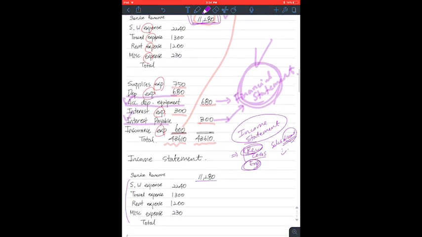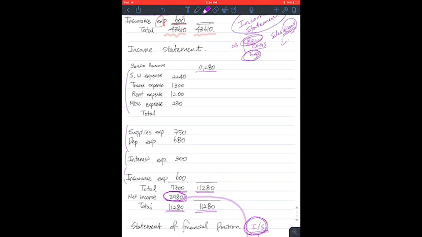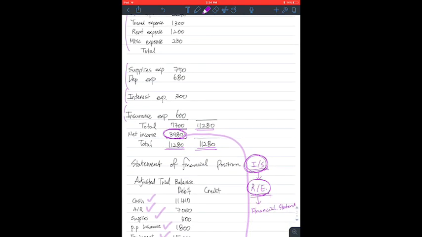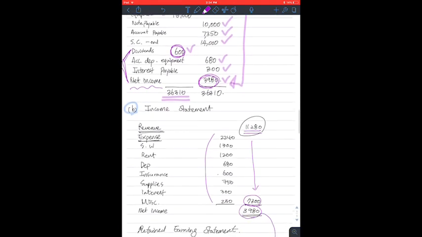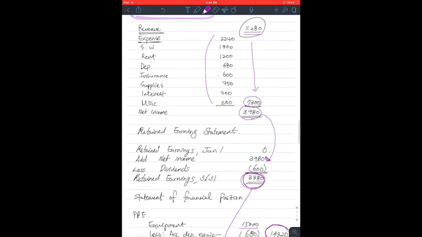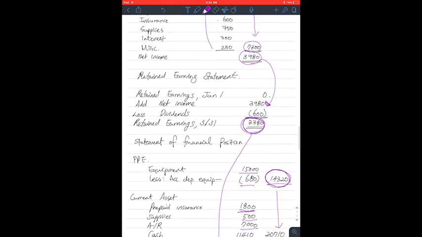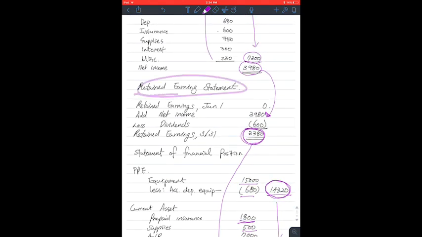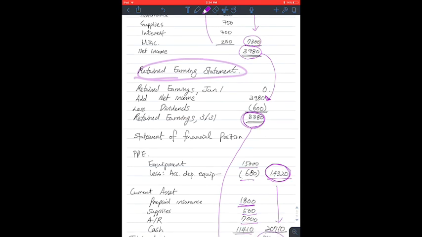Okay, and you should know how to write the income statement, and you should also know how to write the retained earnings statement, and you should also know how to write the statement of financial position.